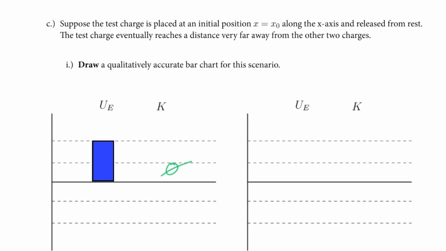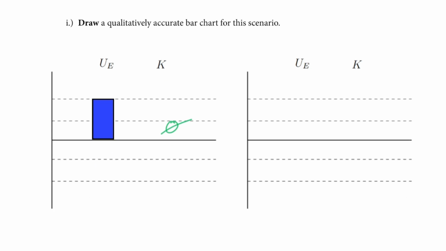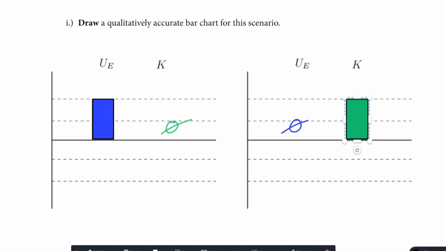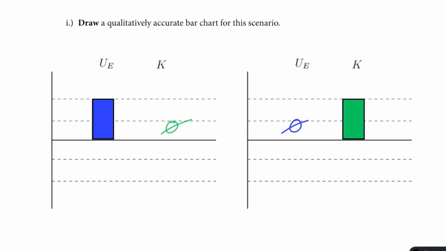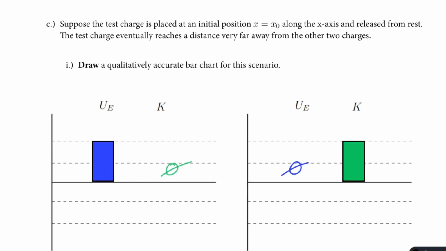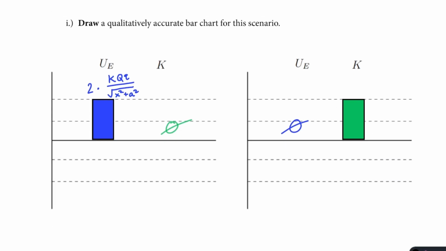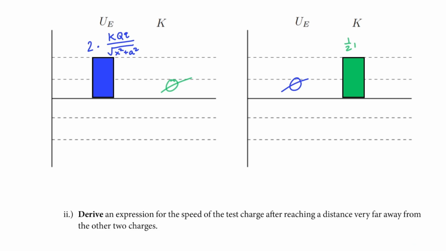And then if I release it, and we're given that the test charge releases a distance very, very far away, if we ever say very far away, that's our indicator that U is equal to 0. And by energy conservation, this must mean that the energy is now entirely in kinetic. So we actually know our expression for U. Our expression for U was 2 times KQq over the square root of x squared plus a squared. And our final kinetic energy, we don't know what the velocity is, so we'll call that 1/2 mvf squared.